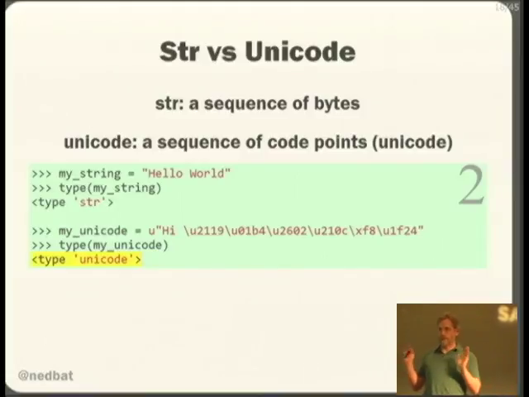Okay? Remember, there's bytes and there's code points, and a big theme of this is you have to know what you're dealing with and you have to keep them straight. So there's going to be two data types in Python 2 for dealing with it.